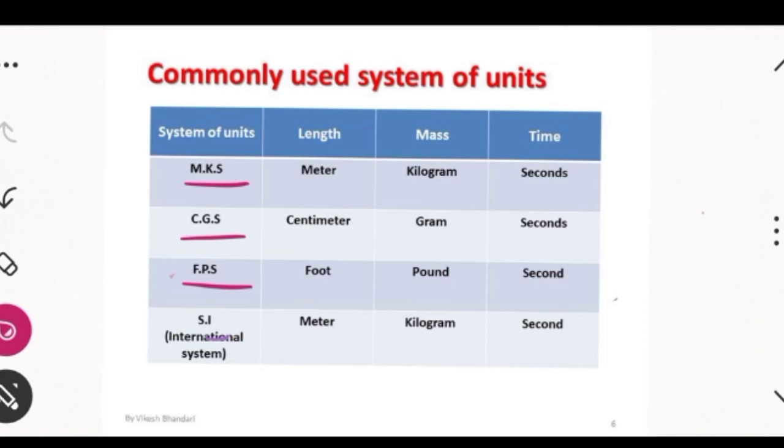As well as in the CGS system, length is represented by the centimeter, mass by the gram, as well as time by the second. In the FPS system, length is measured in terms of foot, mass in terms of pounds, and time in terms of second. The SI system, the international system, is internationally accepted. The length is measured in meters, mass in kg, as well as time in seconds.